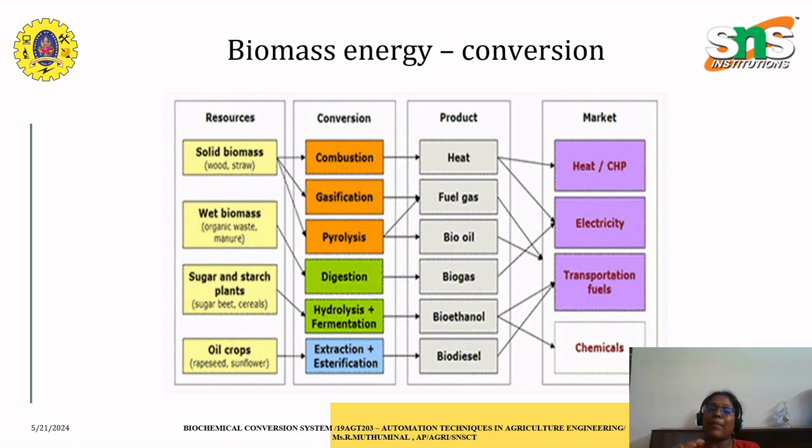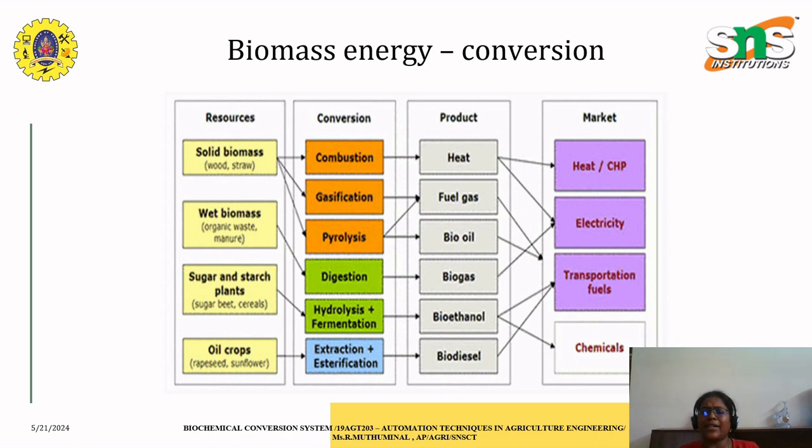Similarly, the wet biomass will go through the digestion conversion process. As it has some moisture content, it is not possible for us to heat them. That is why we take them into a digester. This digestion conversion method will result in biogas. And the last resource, that is oil crops, will be extracted and esterified. That is, after the oil is extracted, the waste will be converted into a biodiesel product.